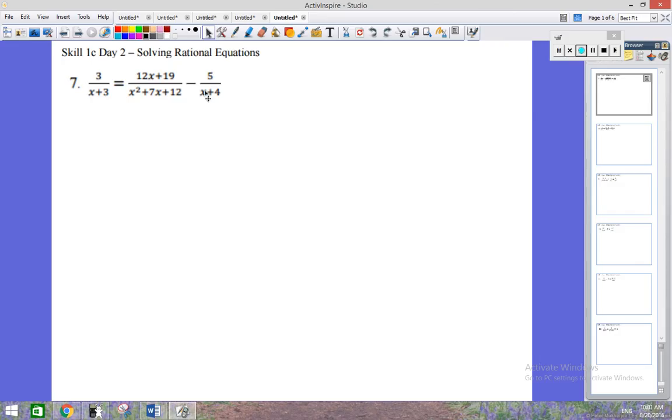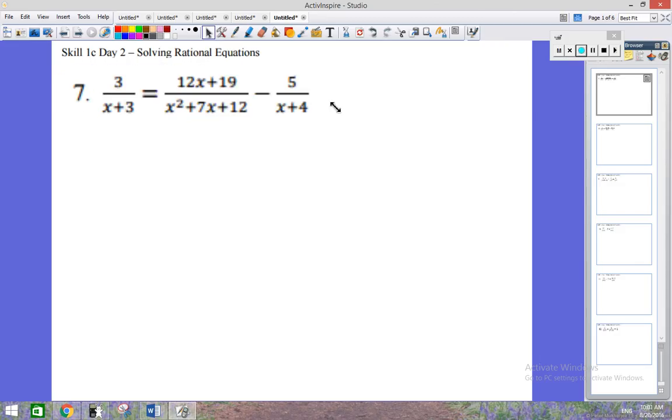Alright, so when we look at these rational equations, and if we have a variable in the denominator, let's factor all the denominators first. So here on the left hand side I have a single term, and this x plus 3, I can't do anything with that in the denominator. On the right hand side of this first term, I can definitely factor this denominator. Now I am hoping that it's x plus 3 times x plus 4.